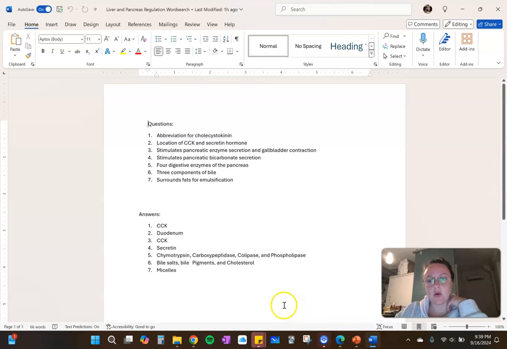And that is the role of the pancreas and liver in regulating digestion.